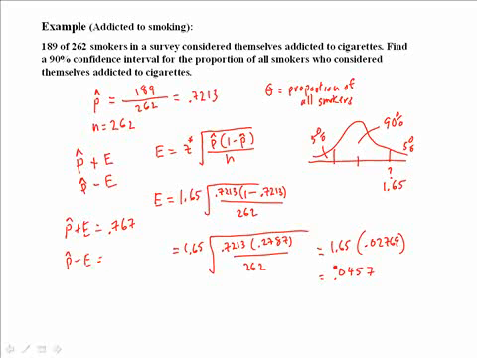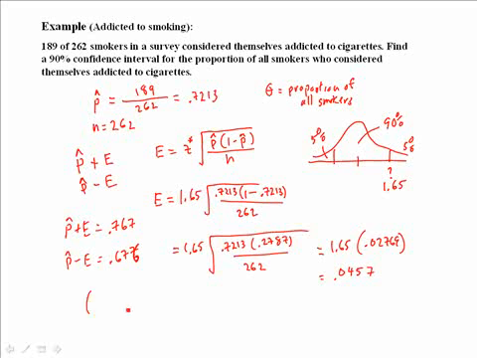And let's do the p hat minus e as well. So it's going to be 0.7213 minus 0.0457. What do you got? That's 0.6756. Okay, 0.676, right? So that's good. That gives us our interval.